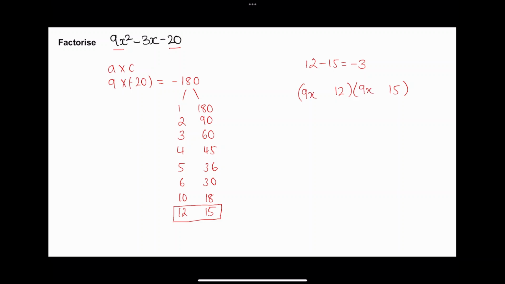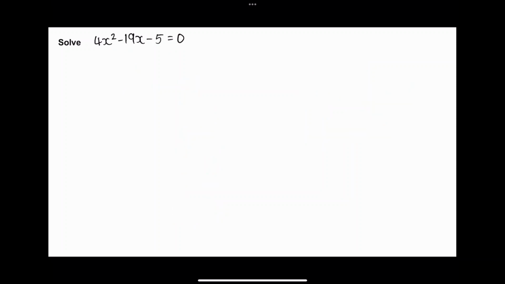Now let's create the two brackets and figure out what combinations would work out to give us the correct equation. Let's put 9x into both brackets, but of course that will give us 81x squared instead of 9x squared, so we can try to divide both brackets by a common factor, which is 3, and that eventually gives you 3x plus 4 and 3x minus 5. Remember to put the negative signs in the correct places to have a difference of minus 3.